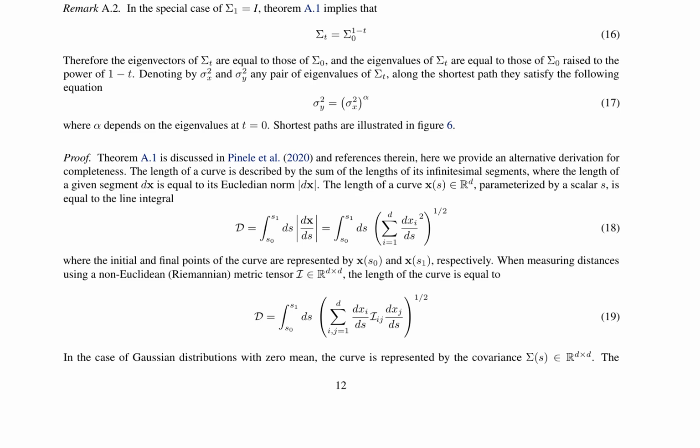When using a non-Euclidean, Riemannian, metric tensor, the length of the curve is calculated as d equals integral from s0 to s1 of ds times the square root of the sum over i and j of dxi/ds times dxj/ds, where each represents the elements of the metric tensor. This content is highly technical and focused on mathematical derivations related to Gaussian distributions and Riemannian geometry, providing detailed insights into the shortest path diffusion method for image generation. The importance of covariance matrices and eigenvalues in determining the path between two distributions is emphasized throughout the discussion.